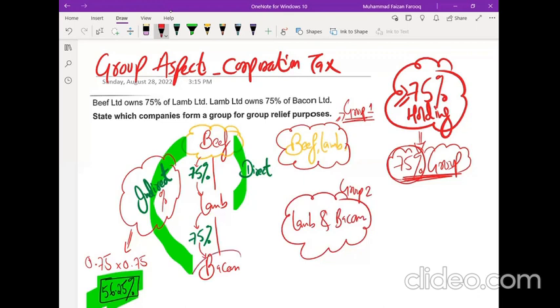But Bacon cannot share any loss with Beef, because Beef and Bacon are not in a 75% group. Lamb is in between, so Lamb has good options. Either it can give its loss to Beef, or it can share its loss with Bacon as well. It has two choices. But Beef can share its losses with Lamb only, and Bacon can share its losses with Lamb only. This is an introduction to the 75% group, how a 75% group exists or is created. How we share the loss will come after some time. But first of all, how a group comes into existence, we learned just now. Any questions you can ask, otherwise please note it down.